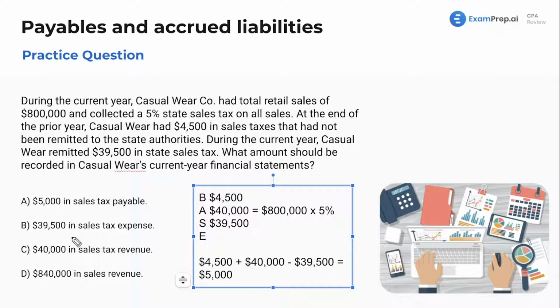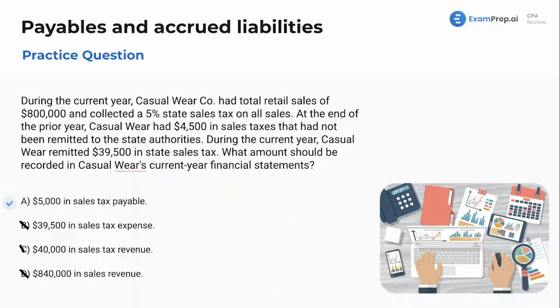That's why I'm going to cross off letters C and D. Expense, well, this is not an expense incurred by the company. If you've seen governmental accounting yet, think of this like the custodial fund, where you're holding funds for another entity. It's not yours. You will eventually give it to another entity. So that's why it's payable, right? Because we are going to owe it to the government. It's not ours. It's not Casual Wear Company's.